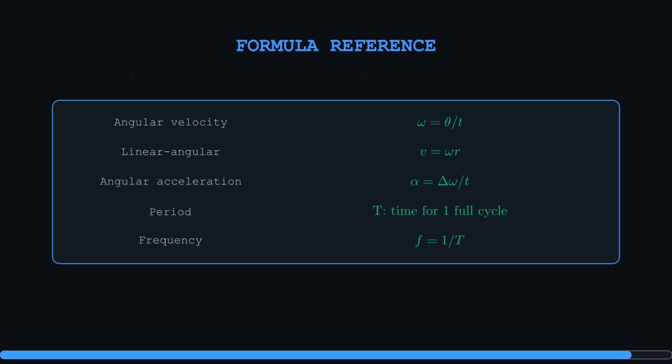Here is your quick reference. Angular velocity is theta over t. Linear speed equals angular velocity times radius. Angular acceleration is the change in angular velocity over time. The period is the time for one full cycle, and frequency is 1 divided by the period.